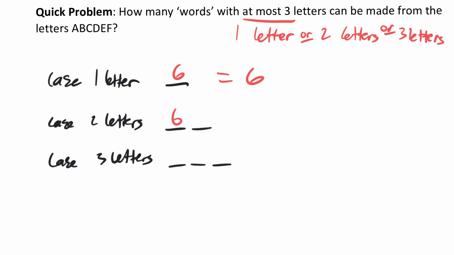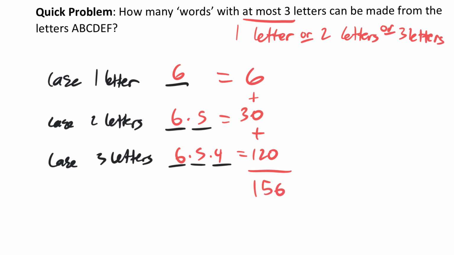For 2-letter words, it's 6 times 5. That's going to be 30. For 3 letters, it's 6 times 5 times 4, which gives you 120. Now we add between the cases, and that gives us 156 different words that can be made with at most 3 letters.